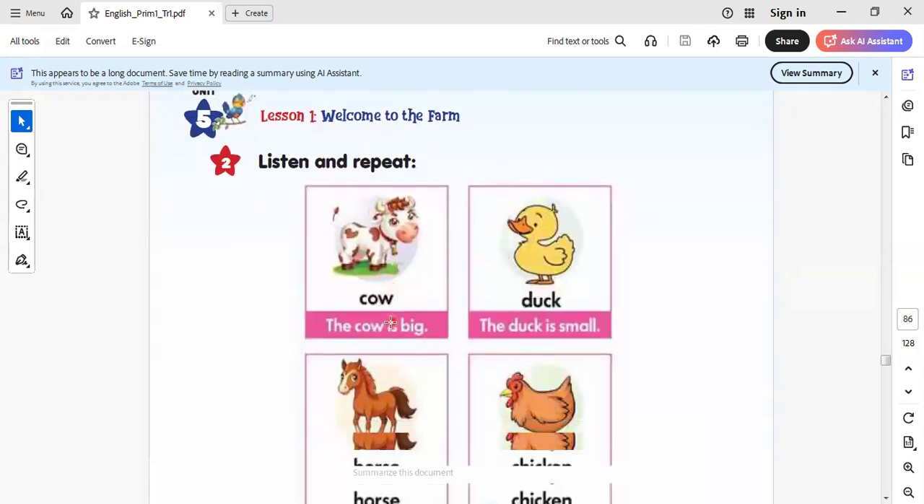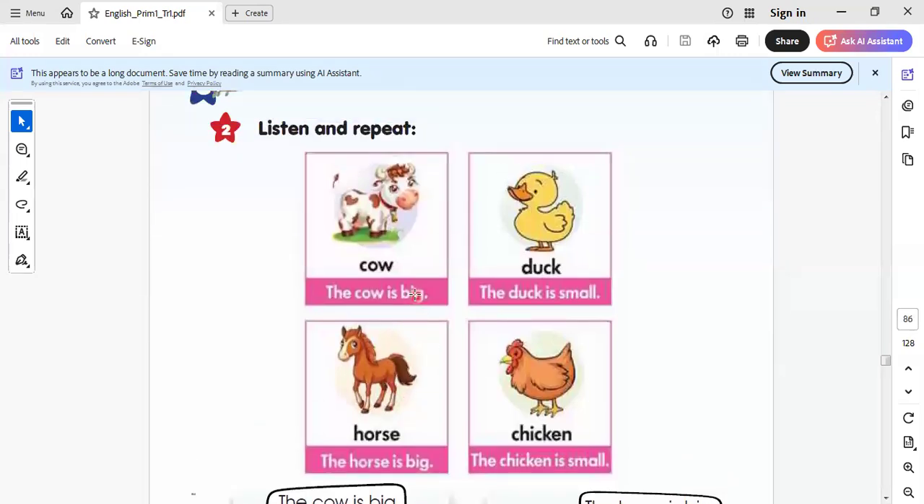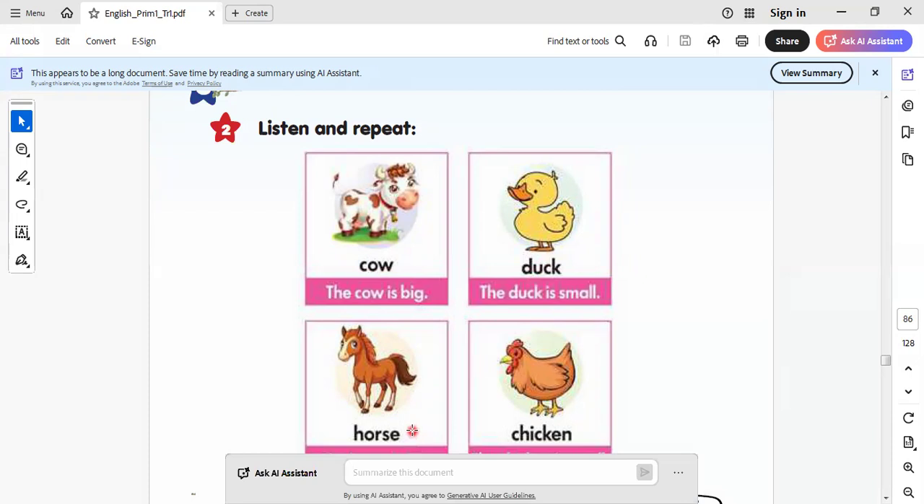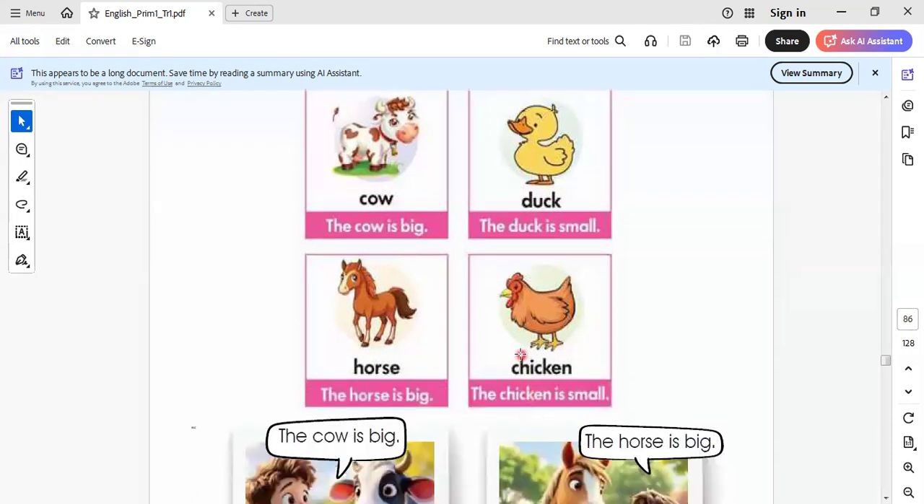Here we have some animals. Let's read and repeat together: cow, dog, horse, chicken. We can say chick, but chicken is familiar and we all know that it is chicken. In another writing, we say chick. The chick is the small hen.